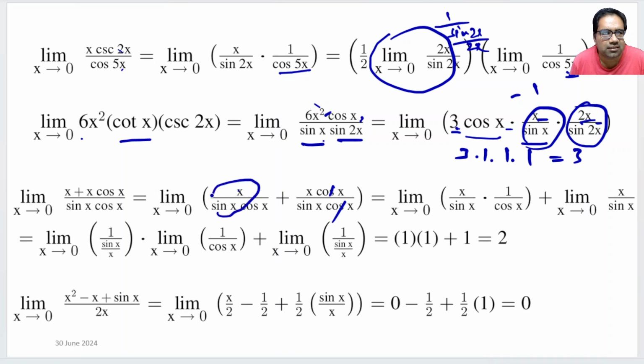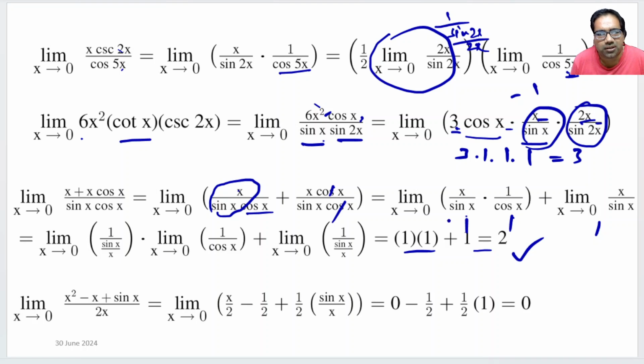We'll take this. X by sin x, this limit tends to 1. And cos 0 is anyway 1. So this becomes, this is 1 and this is 1 and this is 1. Basically 1 into 1 plus 1, which is equal to 2. Right. So x by sin x, we can write it as 1 by sin x by x. That's what we have done.